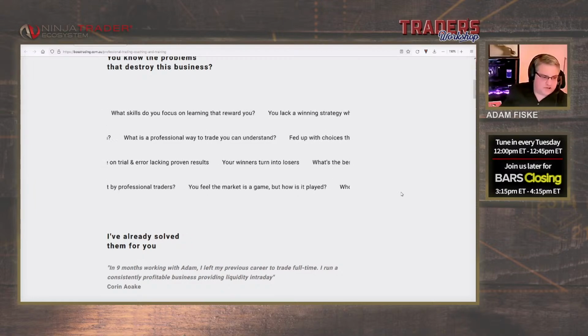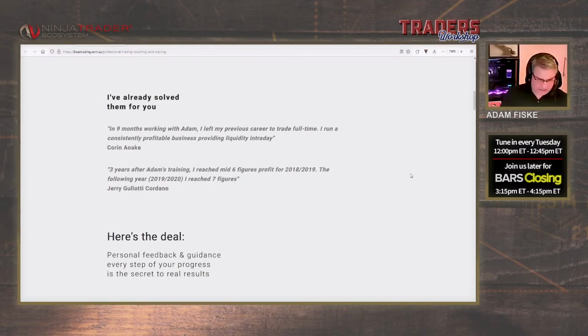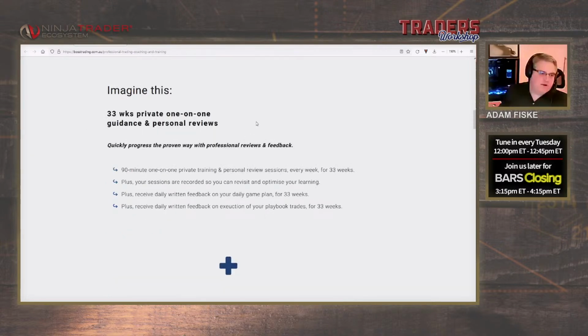Then I offer a solution to get them to the live market in a much shorter period of time than what it typically takes. So, for example, the last client I worked with, in 9 months was able to walk away from full-time trading, his previous career. The reason why it's effective is because I use the example of the golf coach. If you can work with someone who can show you what to do, so you get hands-on experience, like in the field, but then they can give you constant feedback, not just once, but I do this over a period of 33 weeks, one-on-one with a client.